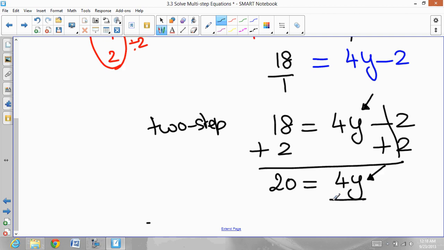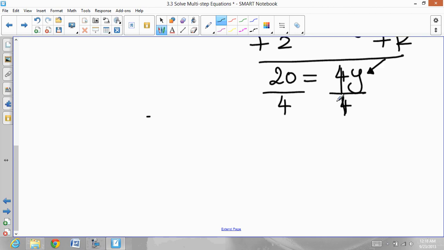So let's use the division symbol like this and divide it by 4 on this side. Use the division symbol and divide it by 4 on this side. 4 on the top, 4 on the bottom gives you a 1. 4 divided by 4 gives you a 1. So 1 times y is y. 20 divided by 4 gives you a 5.